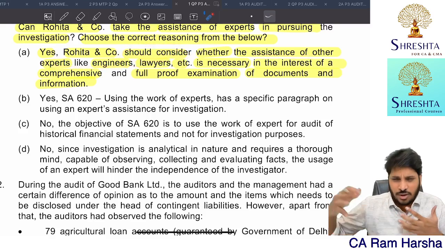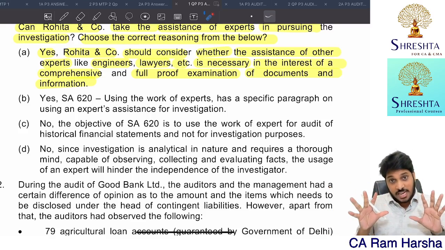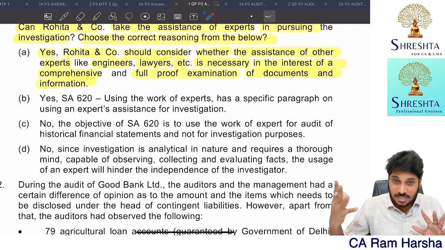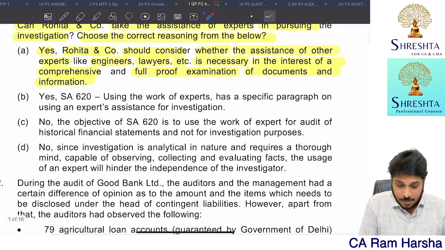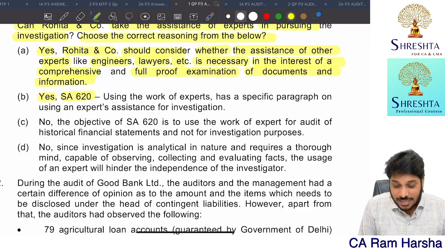If at all she decided, okay, not required, then okay. But she should think, right? First, is expert involvement necessary or not? She must consider that. Next, yes, SA 620, using the work of an expert, has a specific paragraph on using an expert.